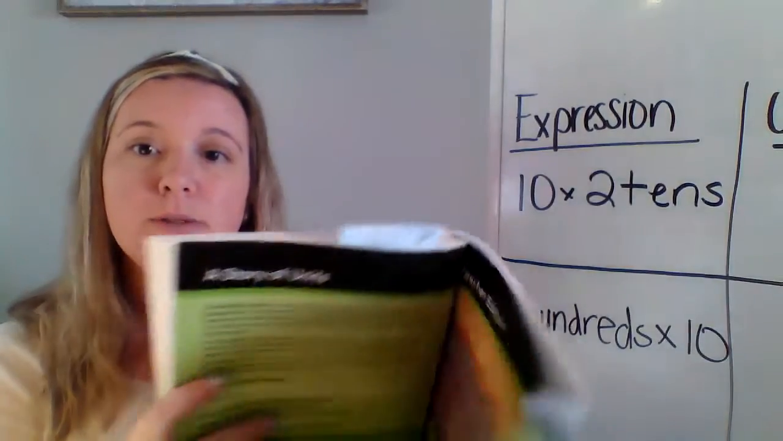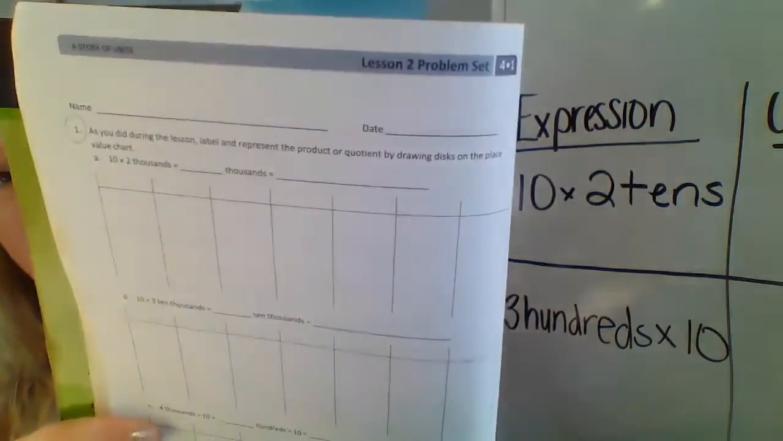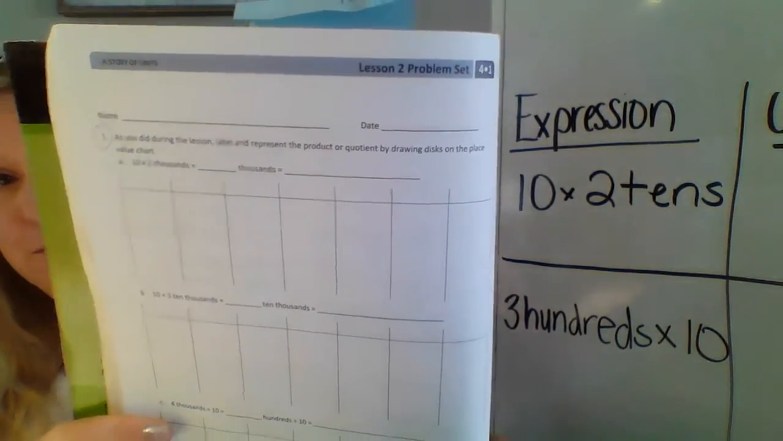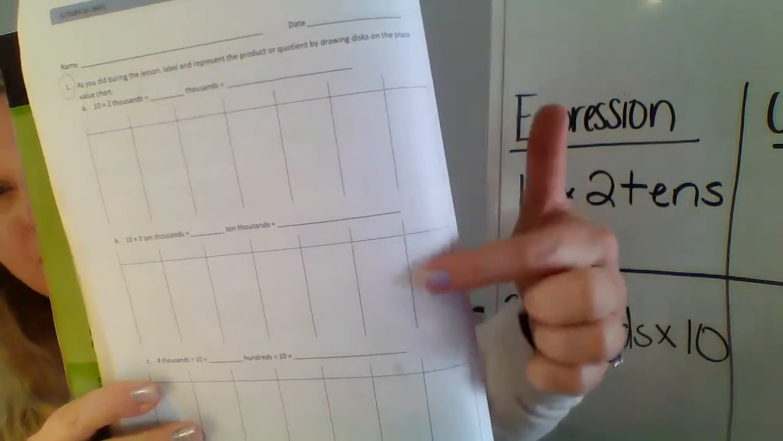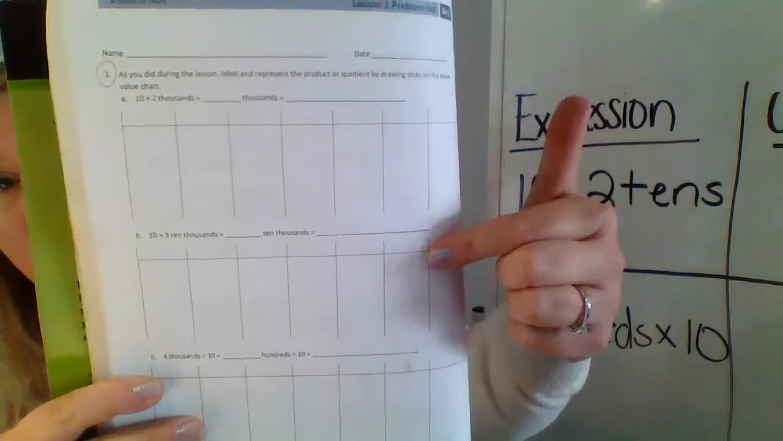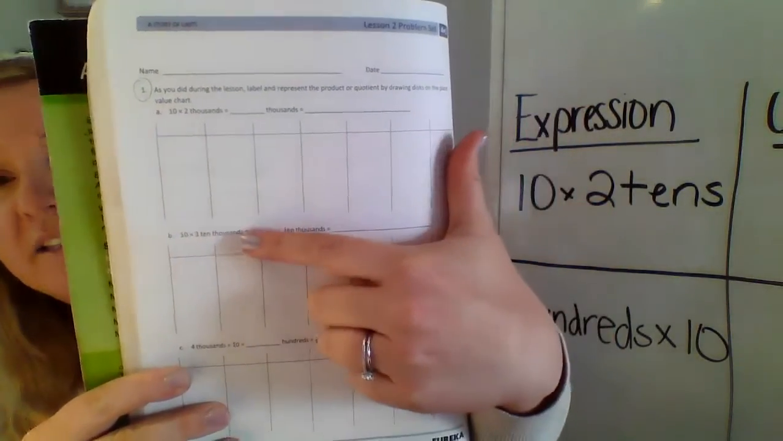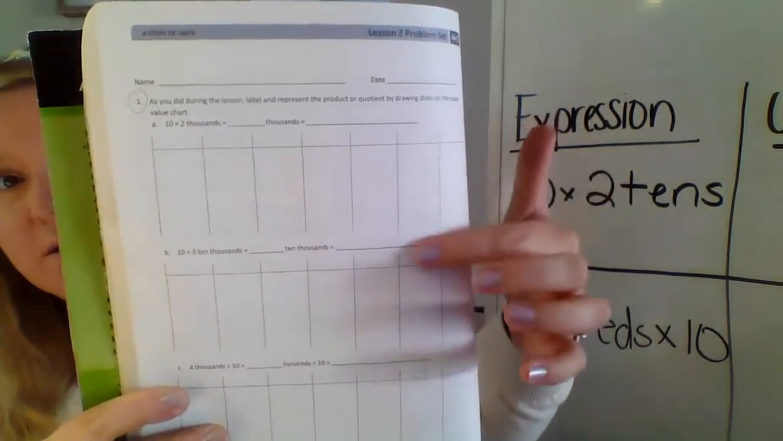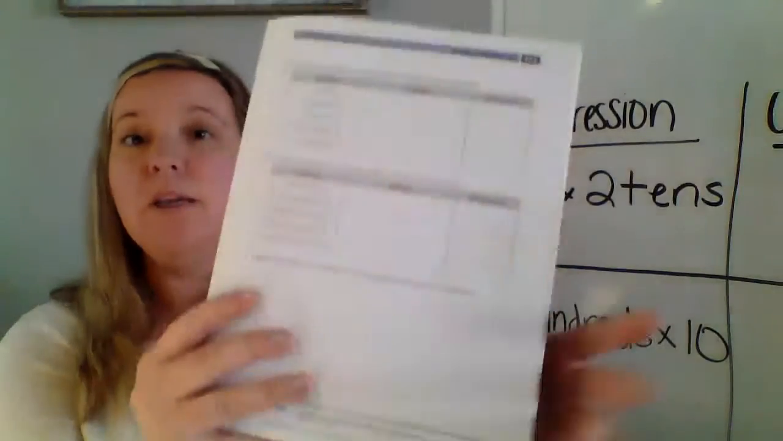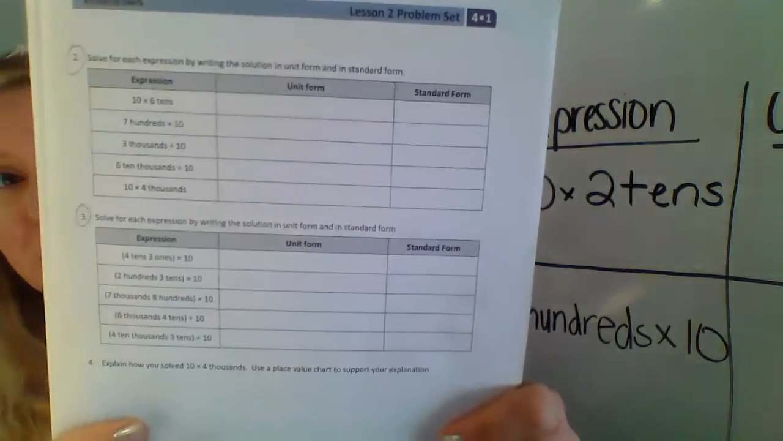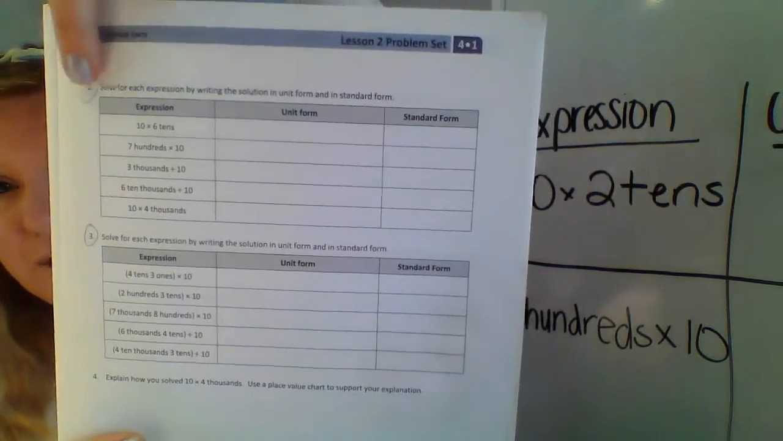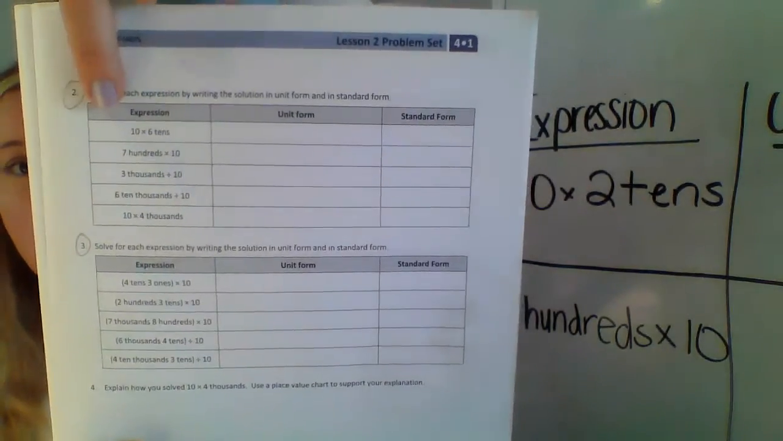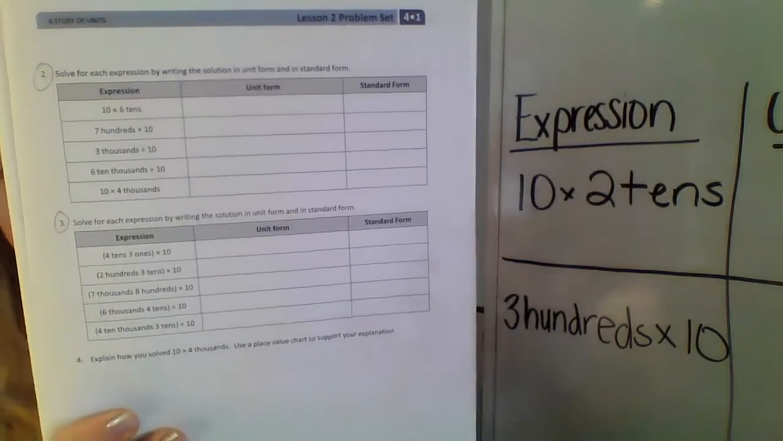Today in small groups, we are going to be working on lesson 2 in the problem set. First, we're going to do a quick review on the first two problems, multiplying by 10 in certain place values. We're then going to be working on the difference between unit and standard form when looking at an expression. An expression is just a fancy word for a math problem.